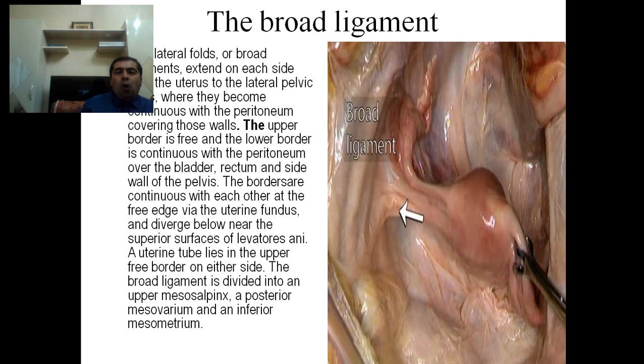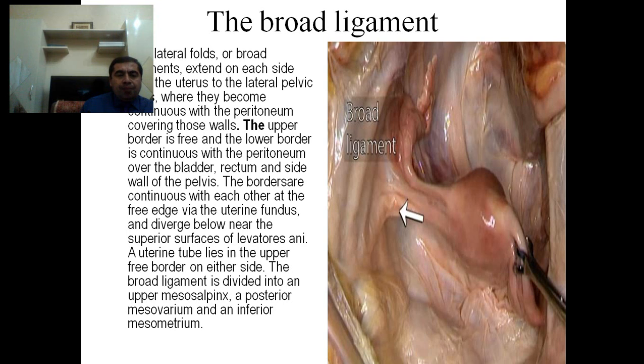The lateral folds or broad ligaments extend on each side from the uterus to the lateral pelvic walls, where they become continuous with the peritoneum covering those walls. The upper border is free and the lower border is continuous with the peritoneum over the bladder, rectum and the side wall of the pelvis.